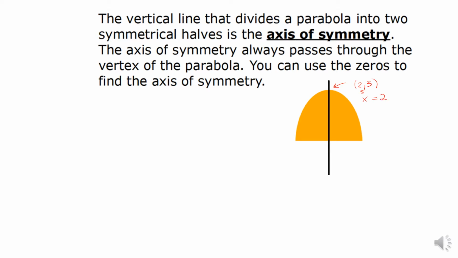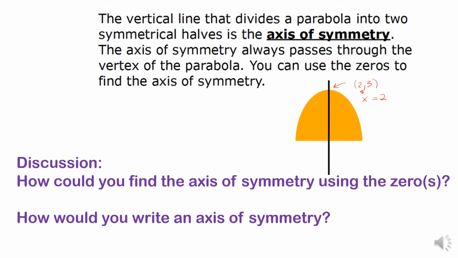Now they're telling us you can use the zeros to find the axis of symmetry. So how would you do that? Well, remember that both of the zeros are going to be equidistant from our axis of symmetry, which means I could find the average of the two zeros, and that will give me my axis of symmetry. So if I had zeros of -4 and 6, I would add them and divide by 2. I'd get 2 over 2, and my axis of symmetry is 1.